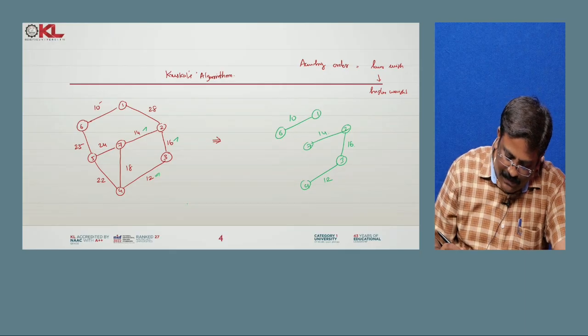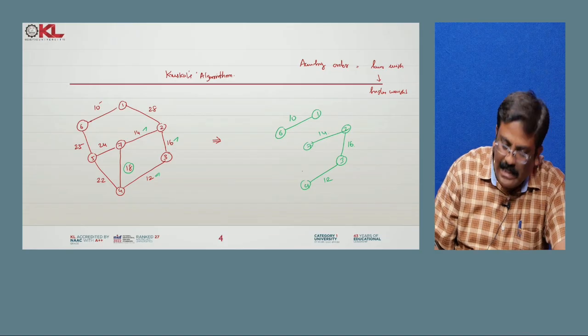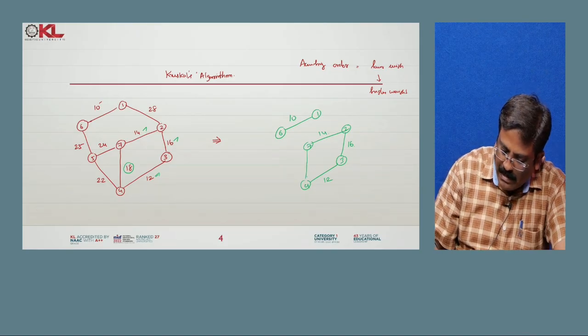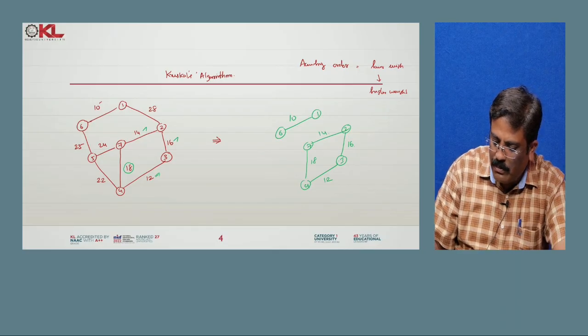Then what is the next least weight? That is nothing but 18. If I am going to choose 18, if I am going to form 18 here like this, what will happen? It is forming a loop, because this is a loop. So 2, 3, 4, 8, 2, 3, 4, 7 is a loop.